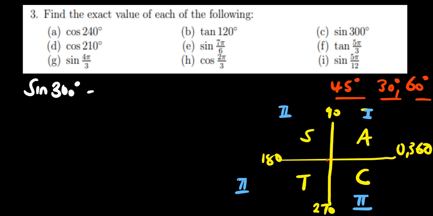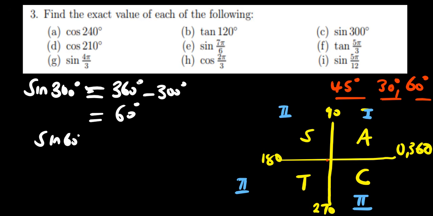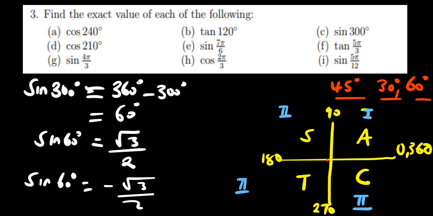So we're going to subtract 360 degrees minus 300 degrees to find the angle in that quadrant. When we do that, it gives us 60 degrees. Now sine 60 degrees is equal to the square root of 3 over 2. But in this quadrant only cos is positive, therefore our answer in this case is going to be sine 300 degrees equals negative the square root of 3 over 2.